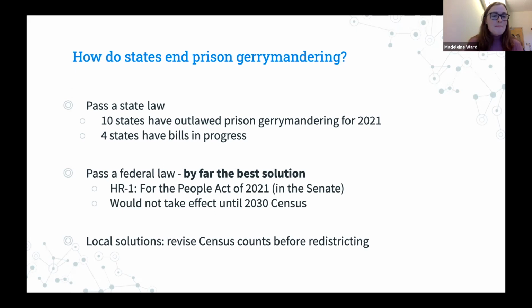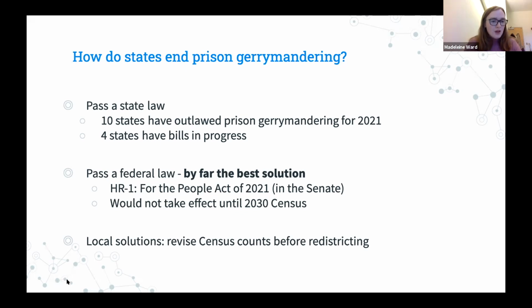It's very interesting. There's also a lot of local ordinances where local governments can revise the census counts before redistricting. This is not perfect because in most cases, they are not counting incarcerated people in the districts where their prison is, but they're also not counting them in precinct B or wherever they're from. So they're just not counting them at all. So they're still losing political power, even though we're not seeing the huge inflations that would be in precinct A, like I mentioned earlier.